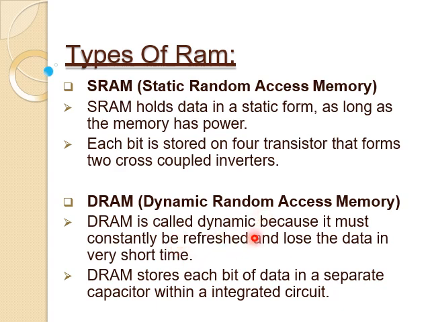DRAM is called dynamic because it must constantly be refreshed and loses the data in a very short time. I'll explain this clearly. Actually, dynamic memory stores data for a short period of time, that is temporary charge storage on a parasitic capacitor associated with the integrated circuit, right? Nowadays your integrated circuits are all made up of MOS and CMOS only.